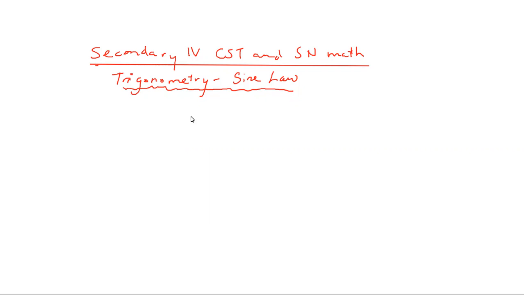Today's topic, we're going to continue from last time when we talked about right angle triangles and trig. But now we run into a dilemma when we do not have a right angle triangle. And this is where the sine law comes in.